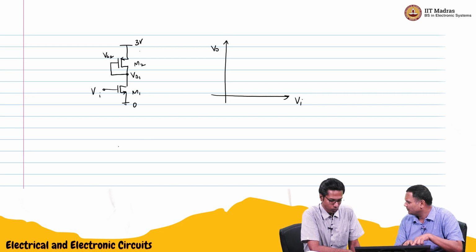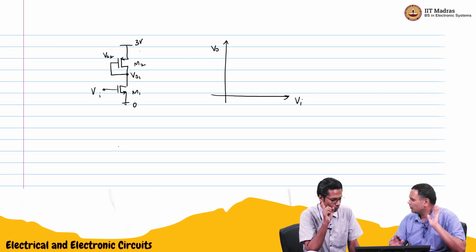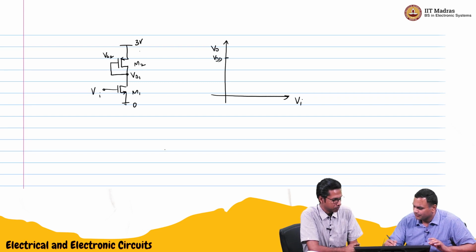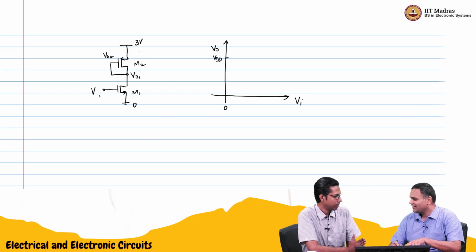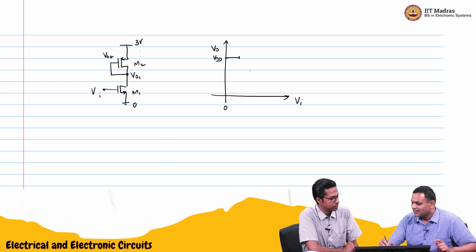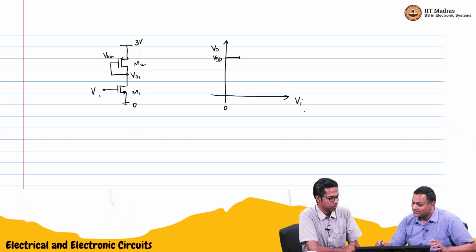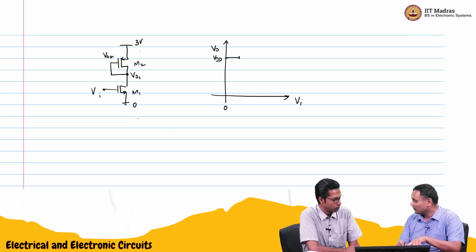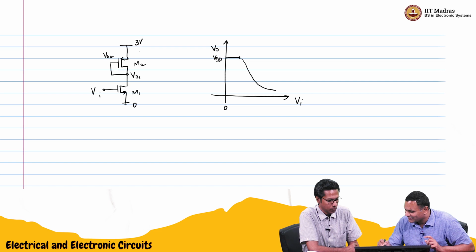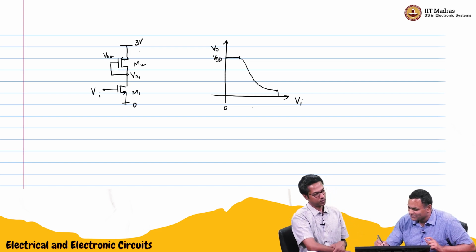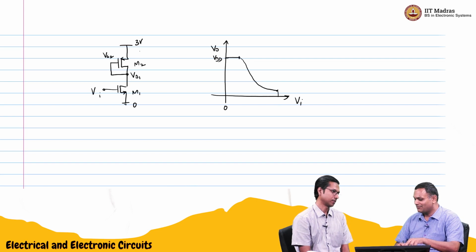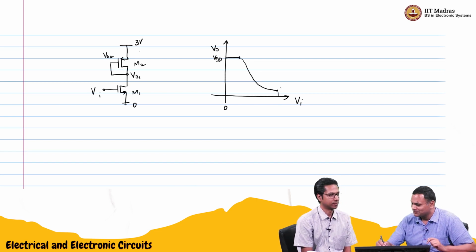If VI was 0, M1 is off and the output voltage will be at VDD. Till VT it will be flat. After that, originally we had a point where M2 was in triode. That will not happen here; it is in saturation. I also noticed one more thing. If I make VI equal to VDD, a very large current is flowing through M2 and M1, so the output voltage will never go to zero.